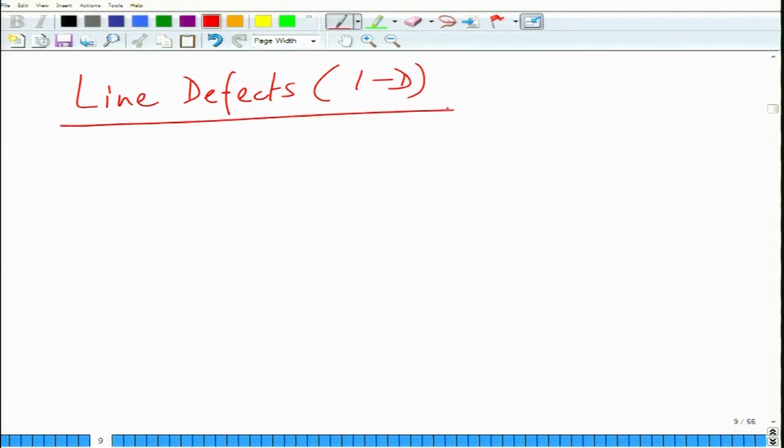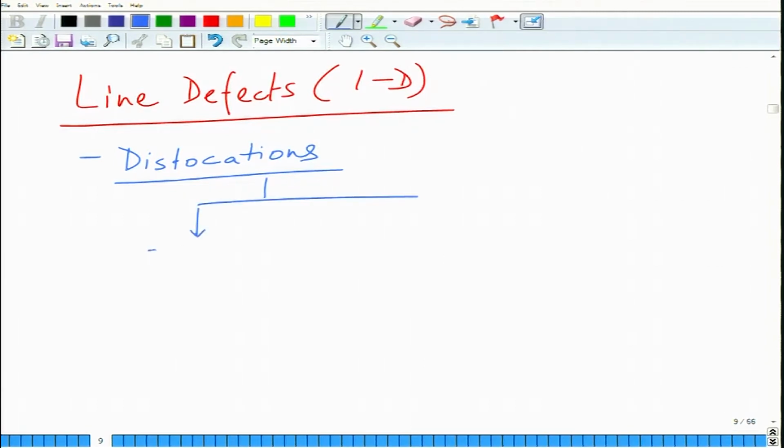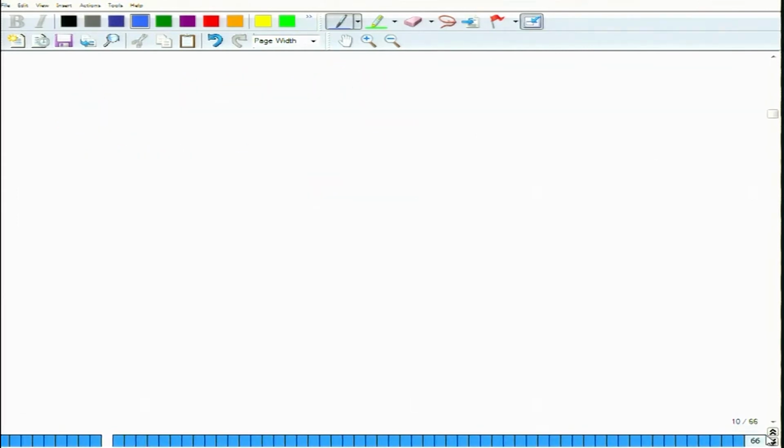Or 1D defects. In the language of material scientists, these are called dislocations. There are two kinds of dislocations that we find in materials primarily. First is called edge dislocation, second is called screw dislocation. Edge dislocation essentially is an extra row of atoms in the material. So, you have a structure like this, which is a perfect structure.